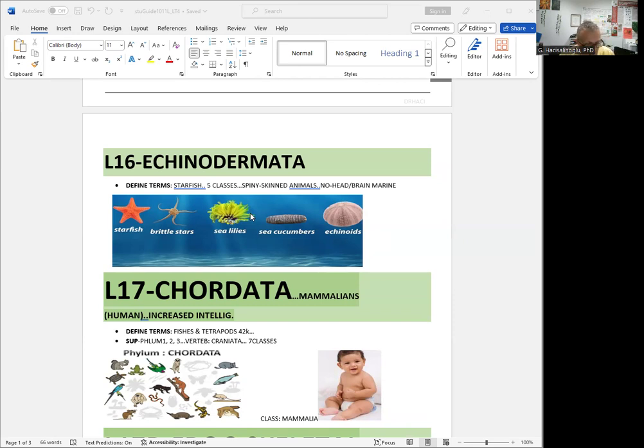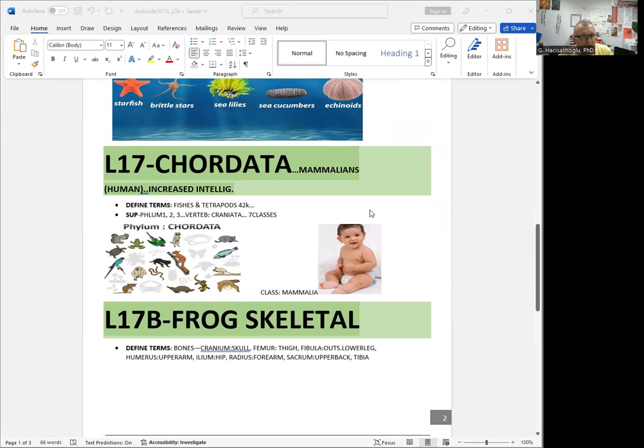So you can look at the rest of the examples and lab assignment at the very end listed there. Okay, so labs 17 and 18 are chordates. 17 talks about all the chordates. Chordates are around 57,000 species listed under chordates. They are fishes and tetrapods.